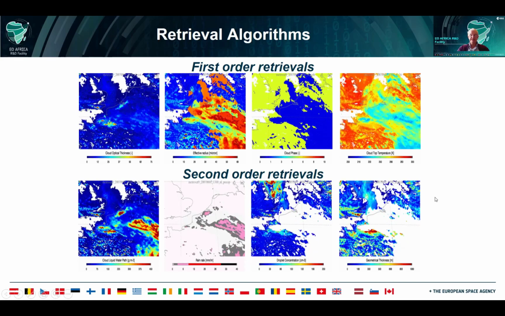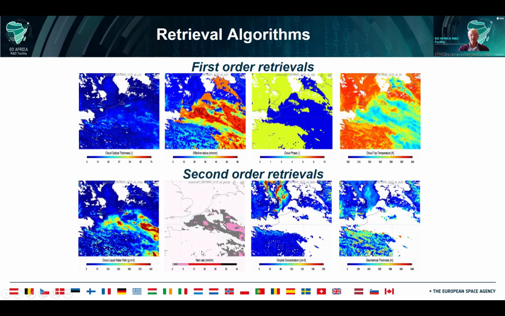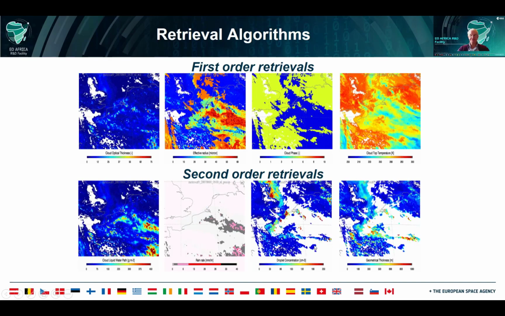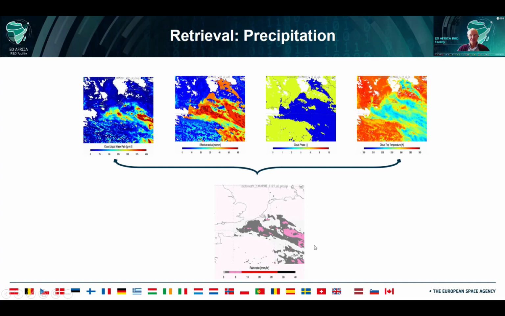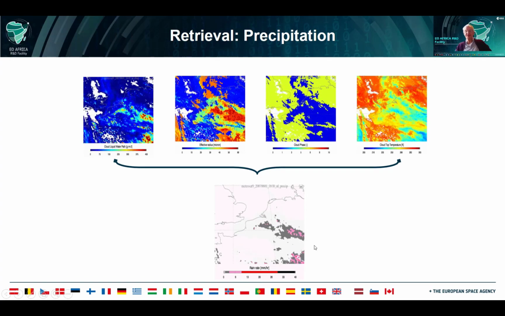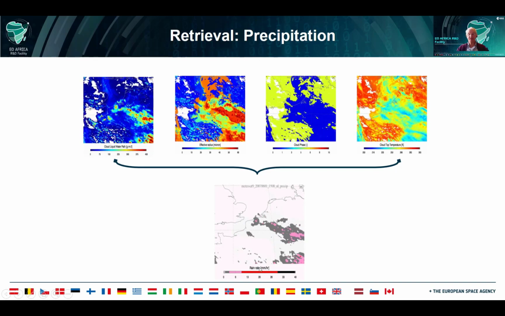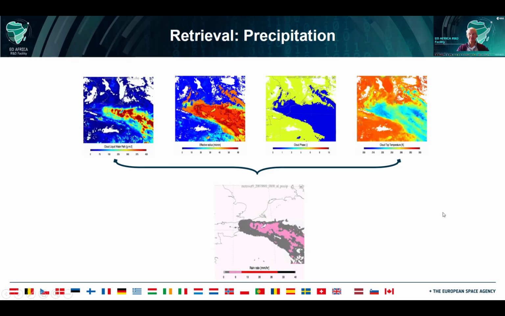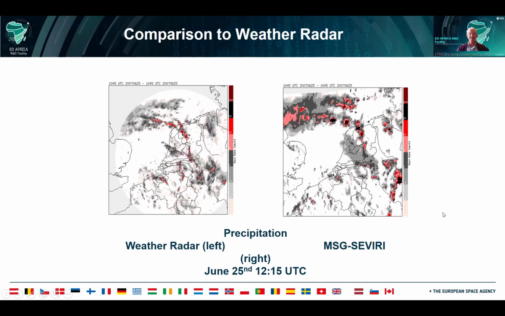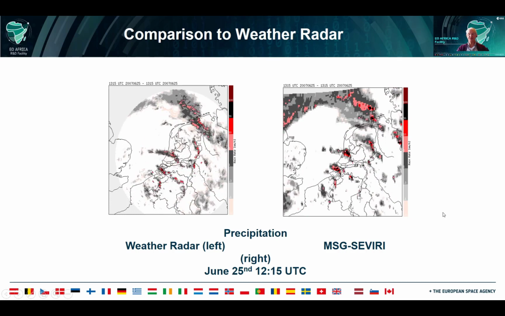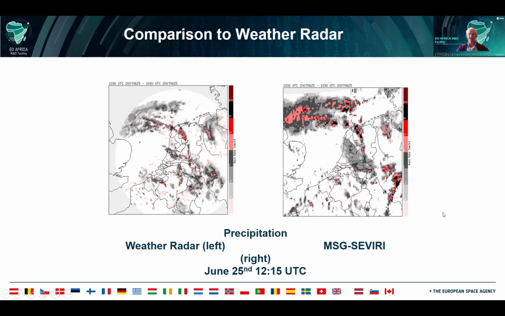Together with other algorithms, these can be transformed into second order retrievals, whereas the one of our interest is the precipitation rate. So in this case, the cloud optical thickness, the effective radius, the cloud phase and the cloud top temperature would allow us to derive rain rates in a quantitative manner. You see here the observation from the weather radar in conjunction on the right hand side with the observation transformed to rain rates by Meteosat second generation.